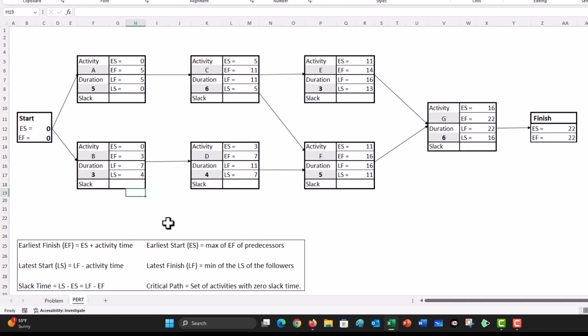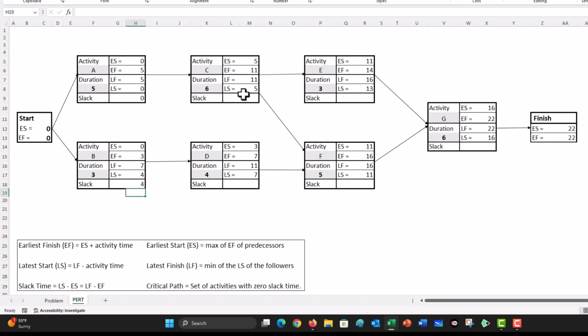We have calculated the earliest start time and earliest finish times. We have calculated latest finish times and latest start times. Now we are ready to calculate the slack times, which by definition is either latest start minus earliest start or latest finish minus earliest finish. So we go to activity A, and its latest start time is 0. Its earliest start time is 0, so the slack time for A is 0. We go to activity B. The latest start time for activity B is 4. The earliest start time is 0, so the slack time is 4.